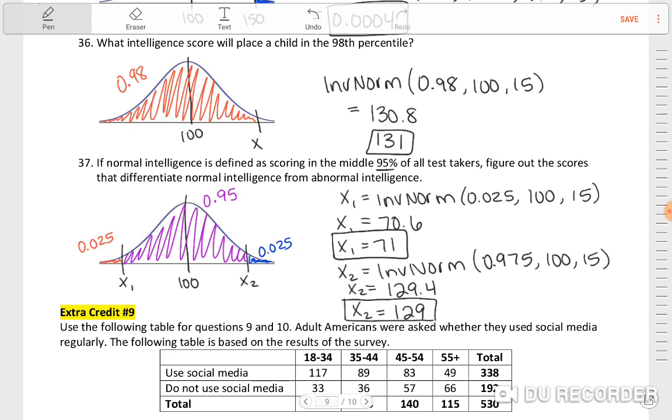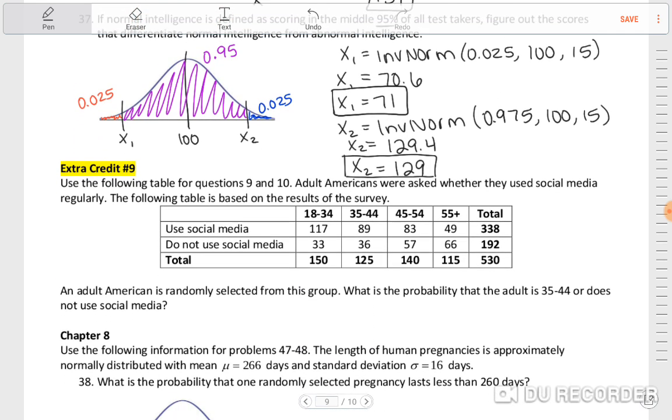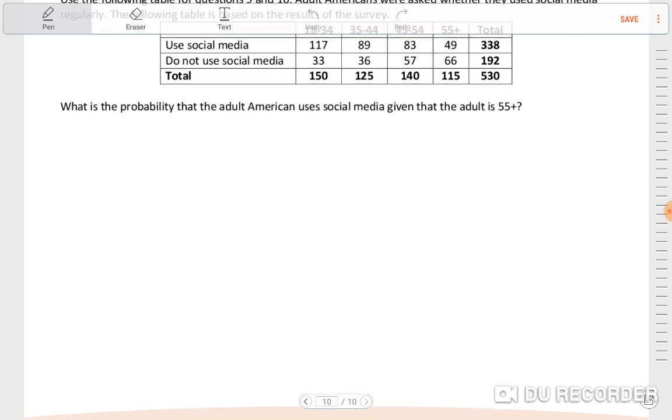Okay, so that would be your cutoff scores that would differentiate the normal intelligence from the abnormal intelligence. Okay, here's your 9th extra credit question.